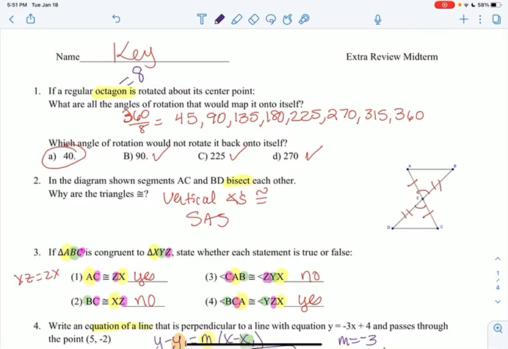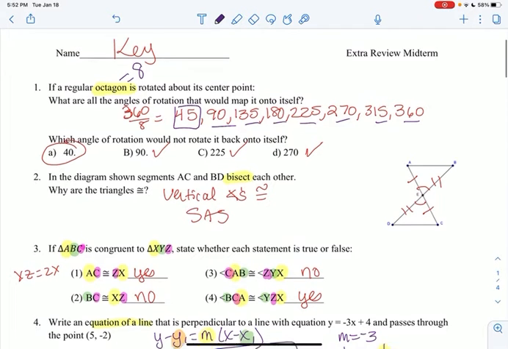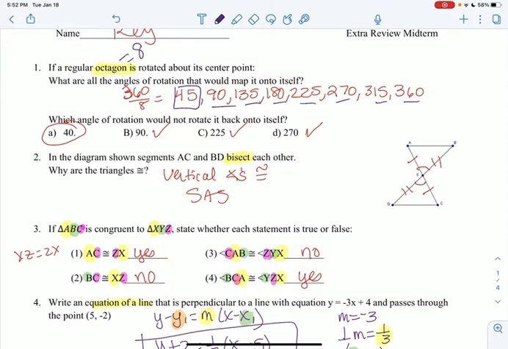So remember, sometimes they ask you for the minimum. If they ask you for the minimum, the answer is 45. Sometimes they just ask you for an angle of rotation, and any of these answers are fine right here. And sometimes they ask you which is not an angle of rotation. And that would be choice A, because 40 degrees is not one of those angles up there, but 90, 225, and 270 is.